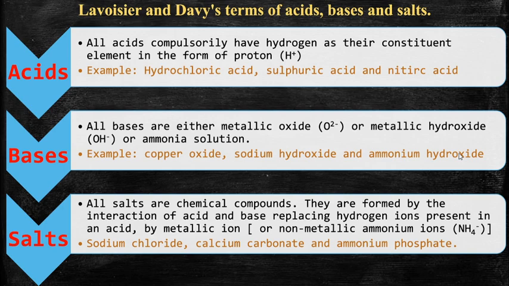Okay. Then salts. All salts are chemical compounds. They are formed by the interaction of acids and bases, replacing the hydrogen ion present in an acid by metallic ions. Which means that salts are formed by the reaction of acids and bases while they are reacting with each other. The H+, that is the protons, interact with the metallic ions present in the bases. Thus the salts are obtained. Examples: sodium chloride, calcium carbonate, and ammonium phosphate.